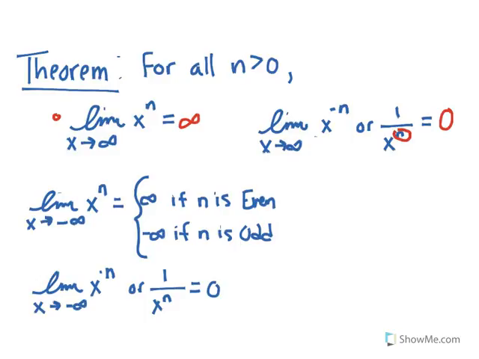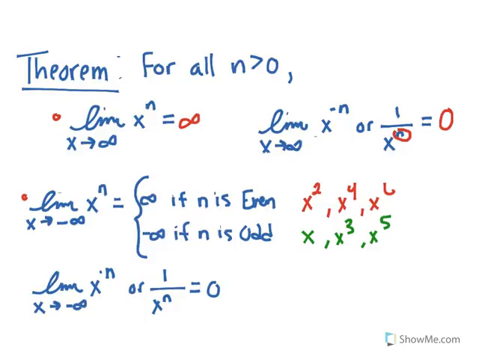Now in this next one, the limit as x approaches negative infinity of x to the n, we have two different cases. If my function is even, in other words, x squared, x to the 4th, x to the 6th, if we have those kinds of functions, then our limit will approach infinity. If it's an odd function, like x, x cubed, x to the 5th, etc., then we actually approach negative infinity.